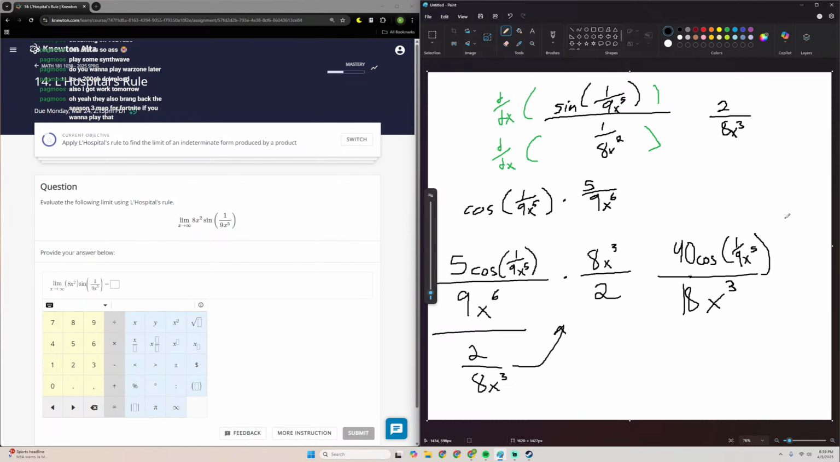Oh, 1 divided by that equals 0. Cosine 0. 1, 40. Divided by 18. 1 million. 0.